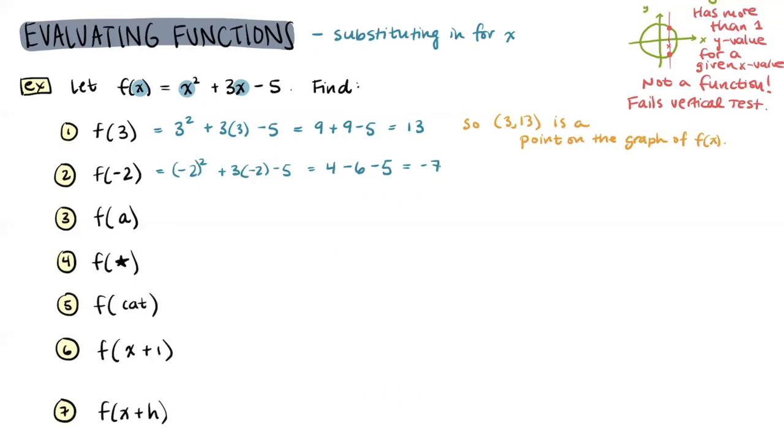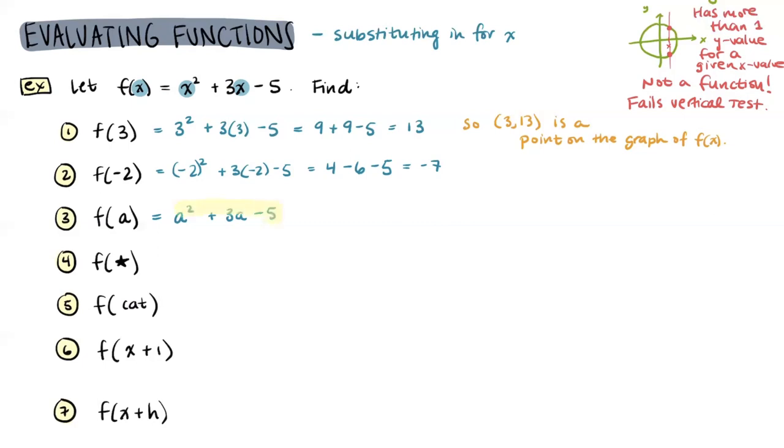Okay, so again, the point (-2, -7) would be a point on the graph of the curve, the parabola, if we were to graph it. We can also plug in other variables. If we wanted to figure out what f of a was, we're just plugging in a for x. Instead of x squared, we'll have a squared. Instead of plus 3x, we'll have plus 3a. Instead of minus 5, well, that'll stay the same, right? There's no variable part to that.